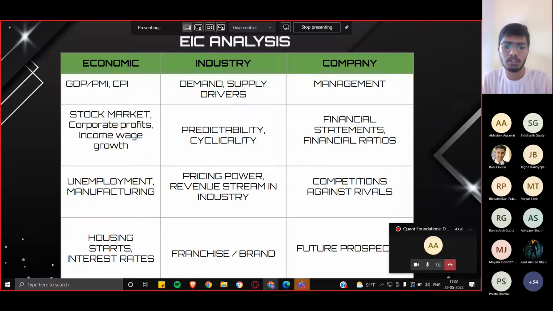Then revenue stream in the industry, then franchise and brand. Franchise and brand means, in a country, if you are comparing industries, which franchises or brands are operating in that industry in that country. It also suggests some positive points. For credibility value, franchise and brands are important up to a certain limit. And when we come to company analysis, we talk about management, financial statements, financial ratios, competition against rivals, etc.